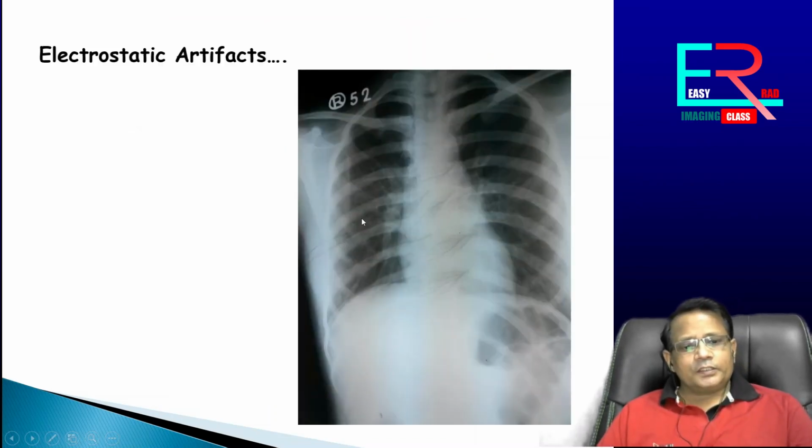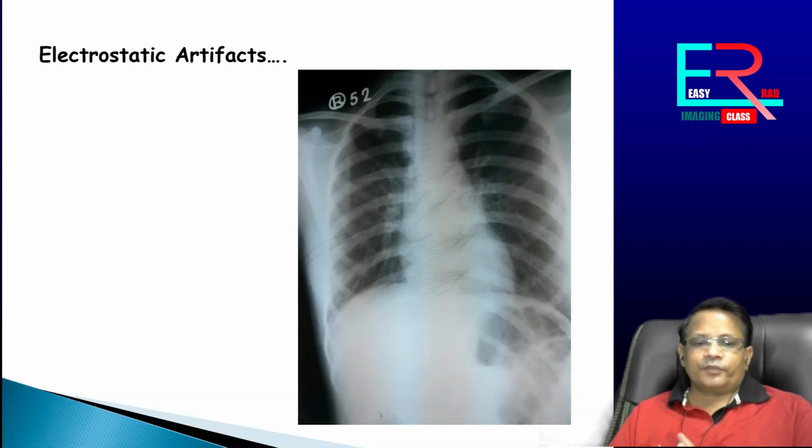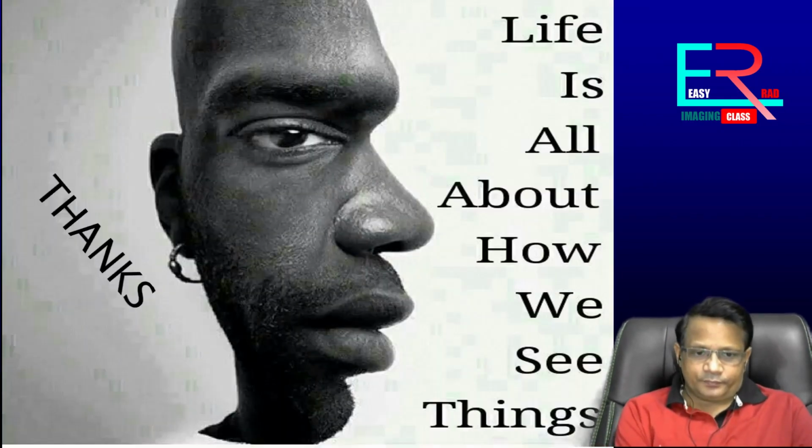Then you may sometimes find technical artifacts. It is due to an electrostatic artifact. The stored films create electricity sometimes due to friction between the two films, which may create this type of electrostatic artifact.